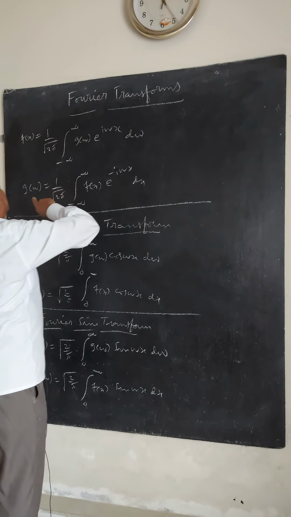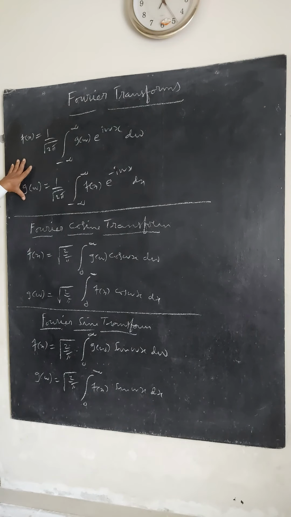Fourier transforms. This set is the complex form of Fourier transform. This is Fourier cosine transform, Fourier sine transform. We are seeing first the complex form of Fourier transform. Already we have seen 4 sums. Now we are going to see the fifth sum in this complex form of Fourier transform.